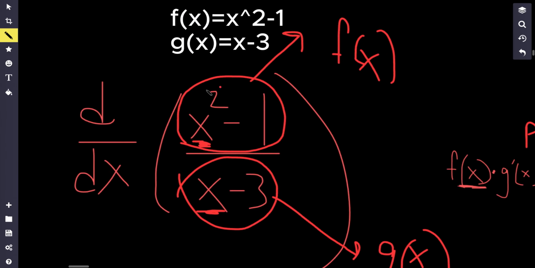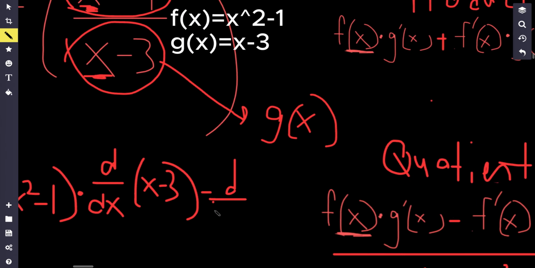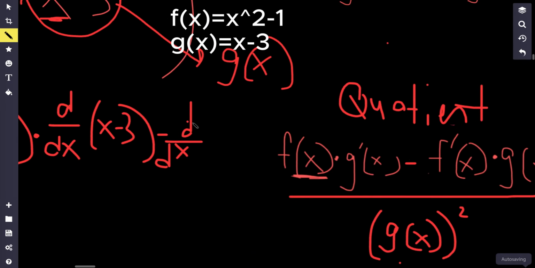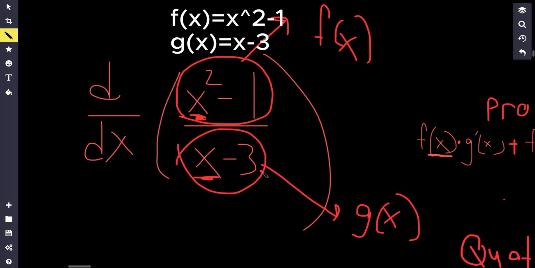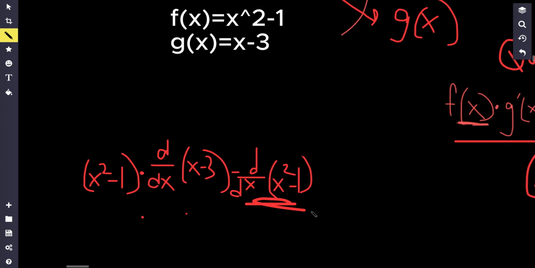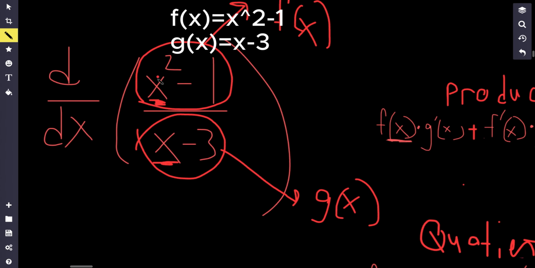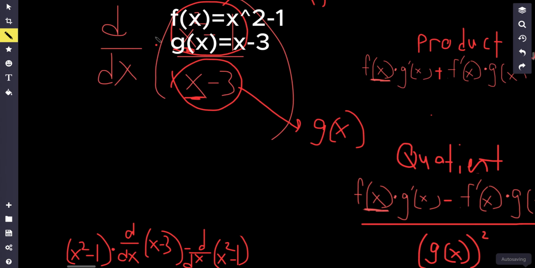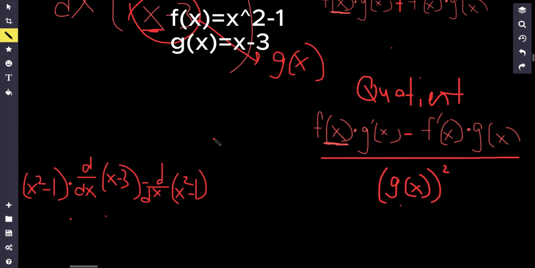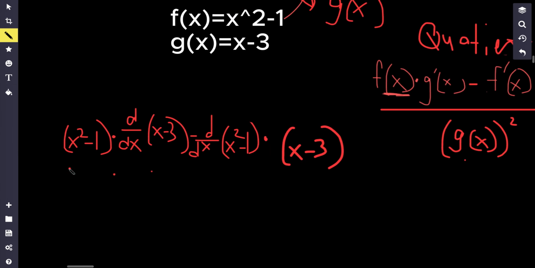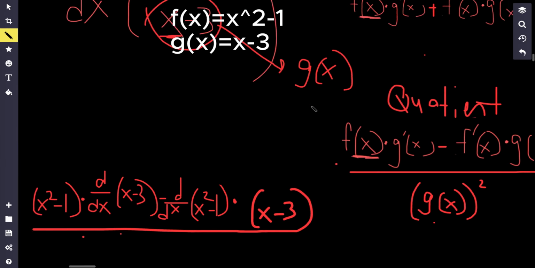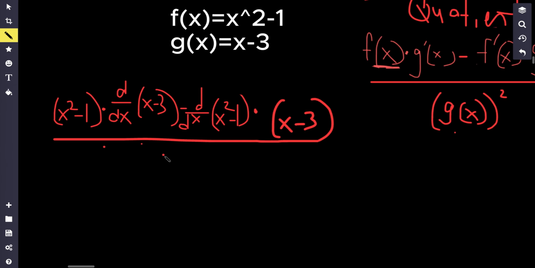So now you differentiate the top function. So now it's just going to be the derivative of the top function, which we know is x squared minus 1. All right, I had no space, so I just copied and pasted it down here. So it's going to be the derivative of the numerator times the denominator regularly. So it's just times the regular old denominator. And you divide all of this by g of x squared. G of x is x minus 3, so it's just going to be x minus 3 squared.